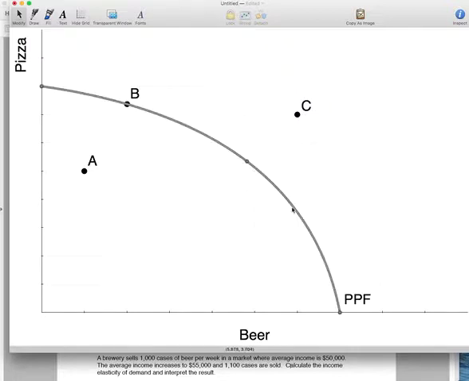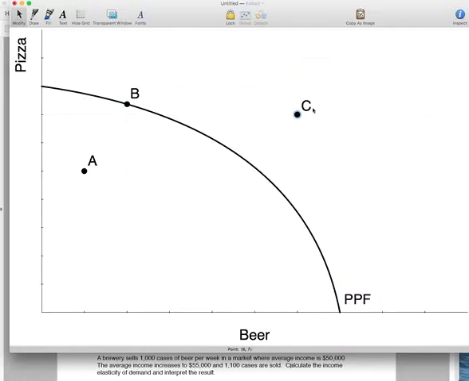B is on the PPF, so if it's on the PPF, it would be good for you to provide a definition of the PPF. The PPF represents all the combinations of the 2 outputs, in this instance beer and pizza, that are possible to produce if the resources are being used efficiently. So by definition, the PPF represents output combinations that are possible and being produced efficiently. So once you do that, then it's easy to compare the other points.